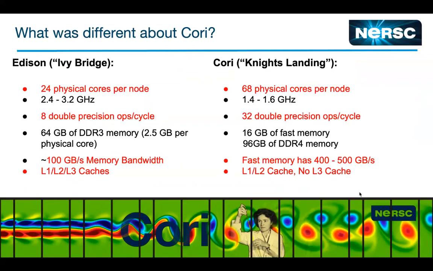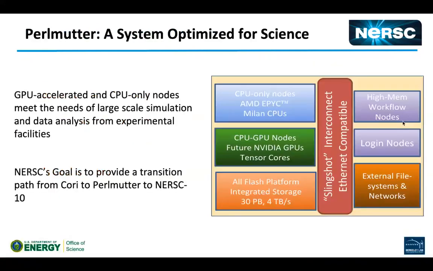For example, there's more parallelism in terms of the number of cores on the node. There's more parallelism within those cores in how many operations they can do every cycle. There are changes in the memory hierarchy, including the addition of a small amount of fast memory. We thought this was difficult enough that we kicked off a new activity to engage users at a much deeper level than we had before. Can we move on to the next slide?